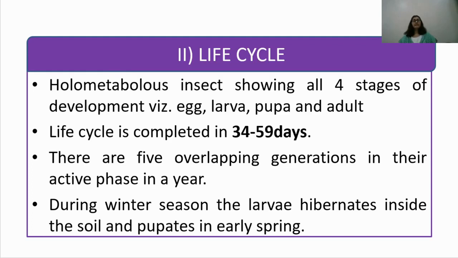The second point is life cycle. Brinjal fruit borer is a holometabolous insect showing all 4 stages of development: egg, larva, pupa and adult. Life cycle is completed in 34 to 59 days. There are 5 overlapping generations in their active phase in a year. During winter season, the larvae hibernate inside the soil and pupate in early spring.